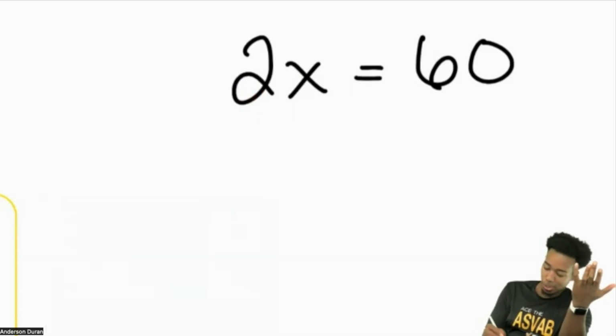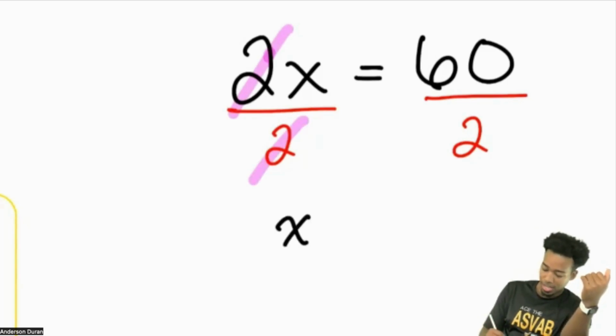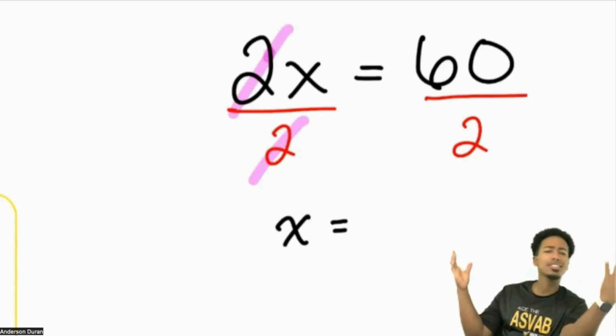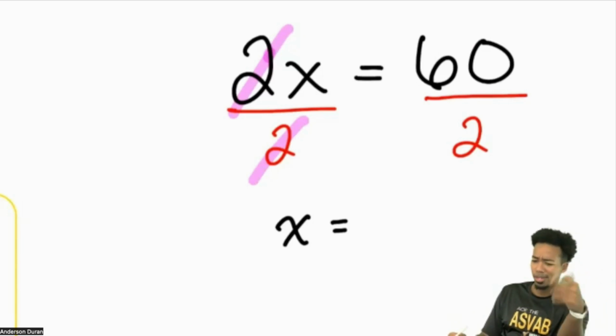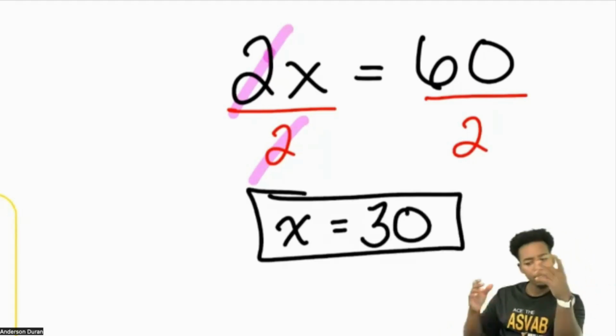Now, why am I placing so much emphasis on this example? Because it's the same thing here. Because you'll get rid of the 2, you'll get the x by itself, and everybody, 60 divided by 2, you know what it is. Hit me. Yeah, it's going to be 30. Booyah. Nice and easy. And we're set.